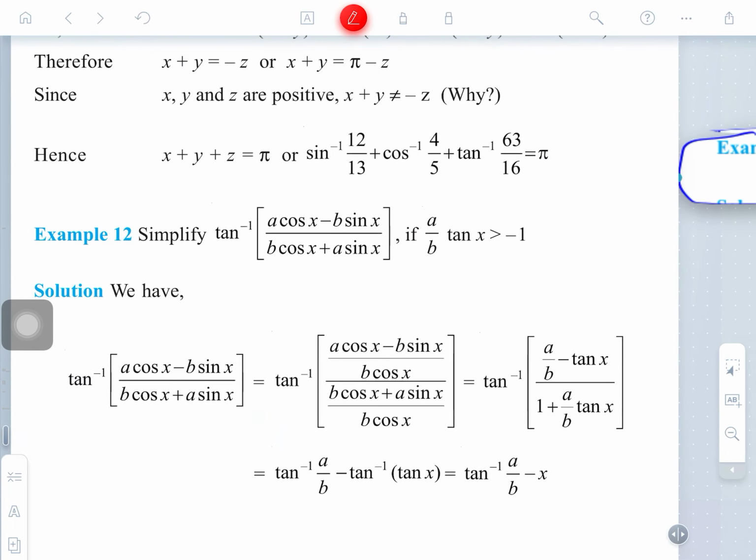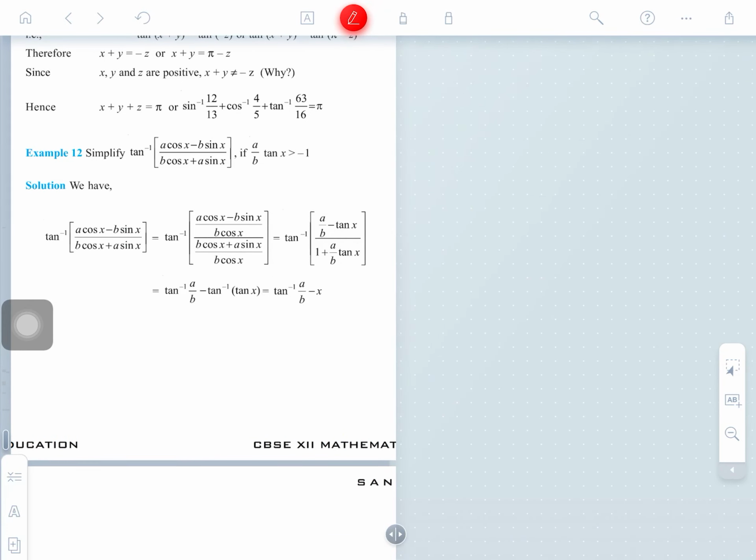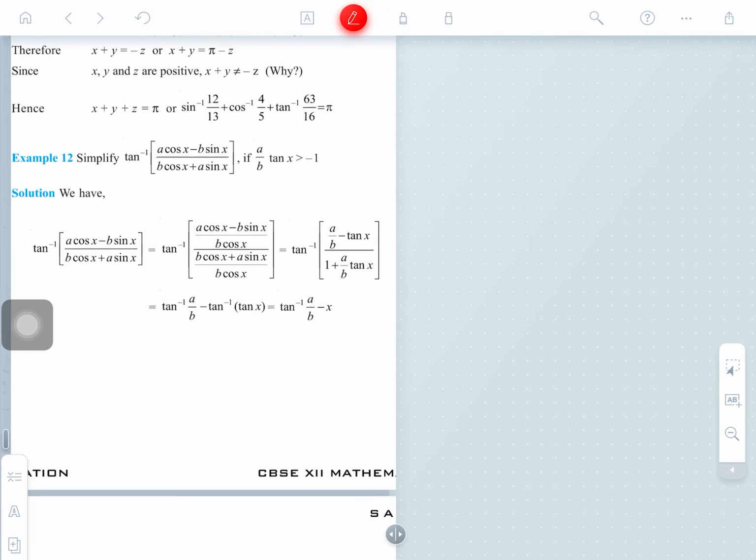What kind of question is there? Simplify. It's an important question that comes in the examination. Usually this happens. Okay. So I am telling this question. How to solve this question?